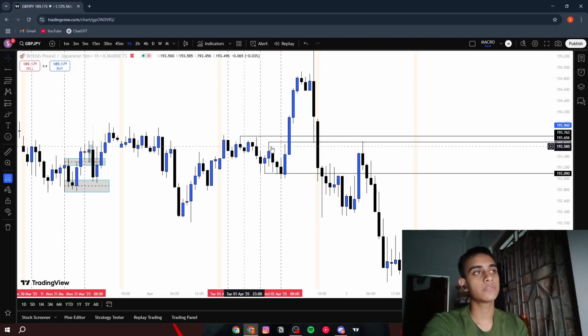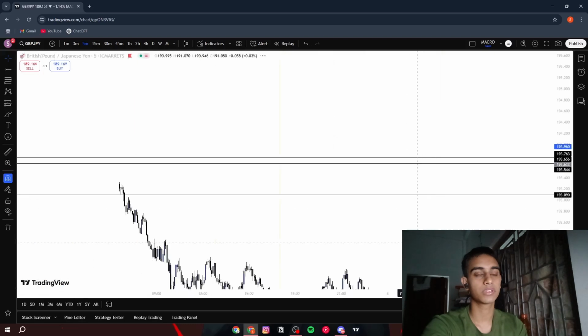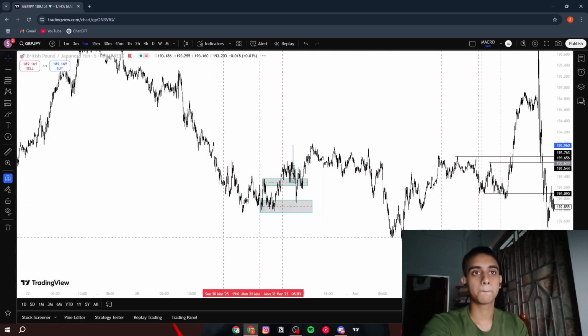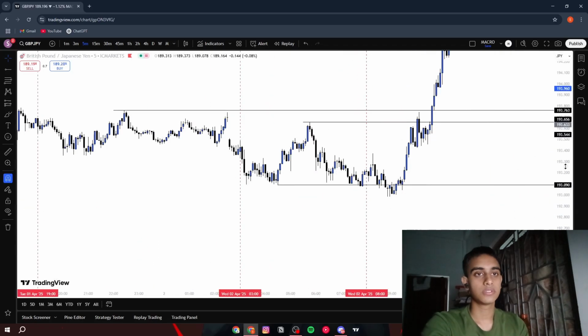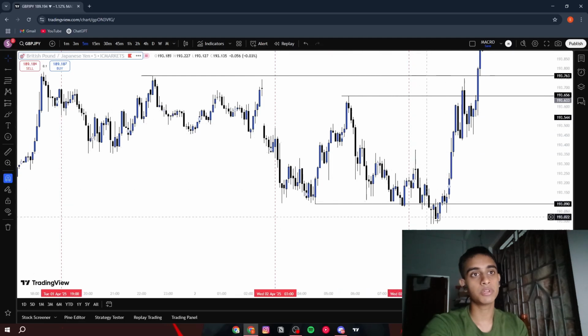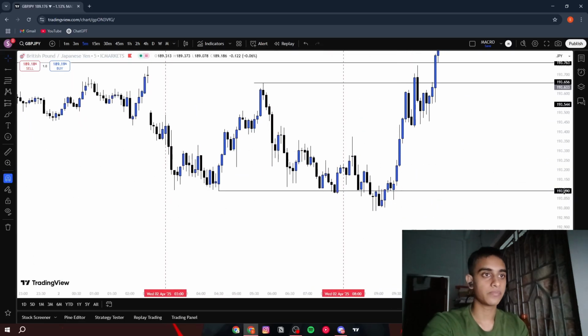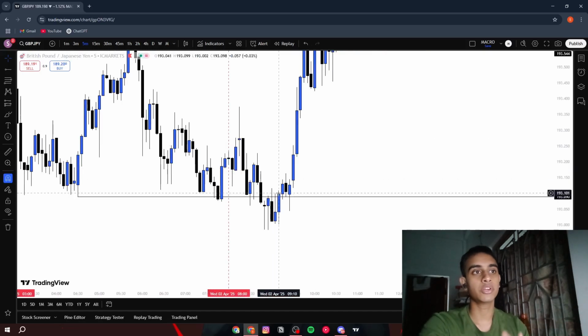After marking out all of this, we're gonna scale down to 5 minutes and wait for price to draw towards it and sweep out liquidity, which it did. And after sweeping out the liquidity, I wait for a 5 minute break of structure, which it did. So here's a break of structure right here.